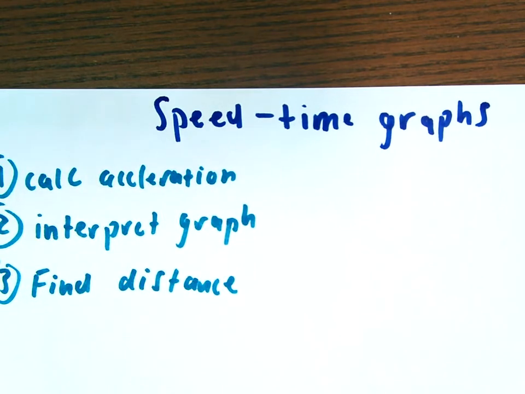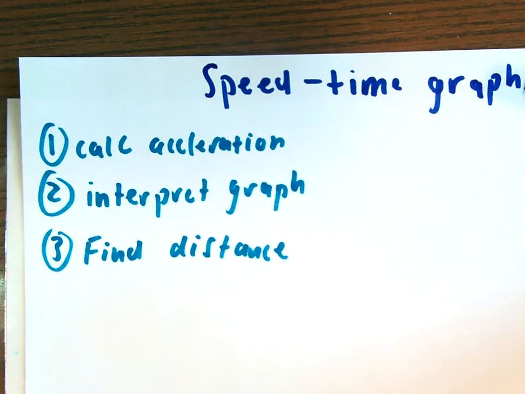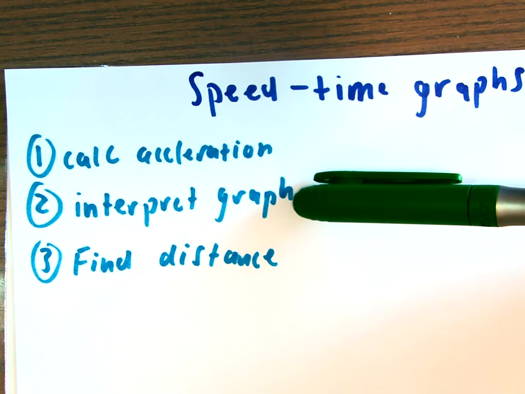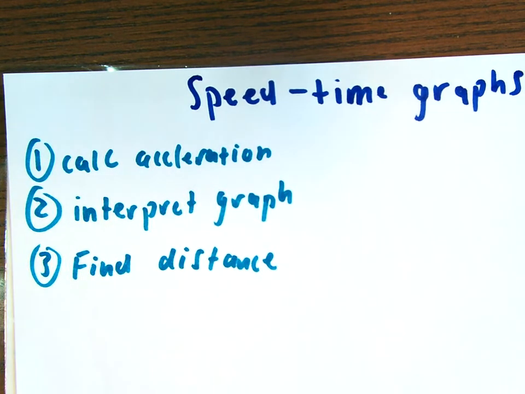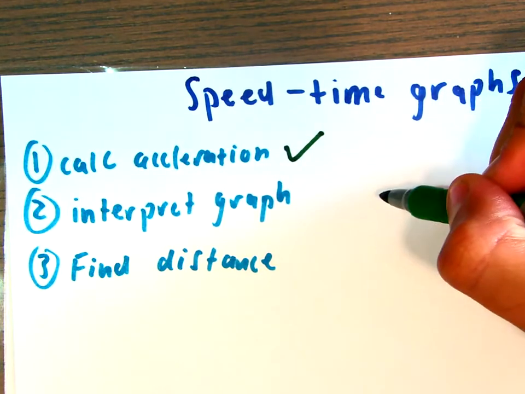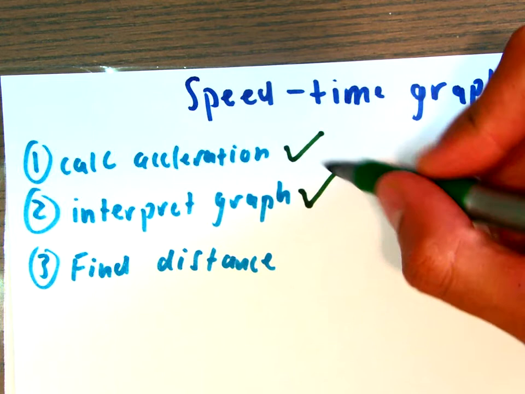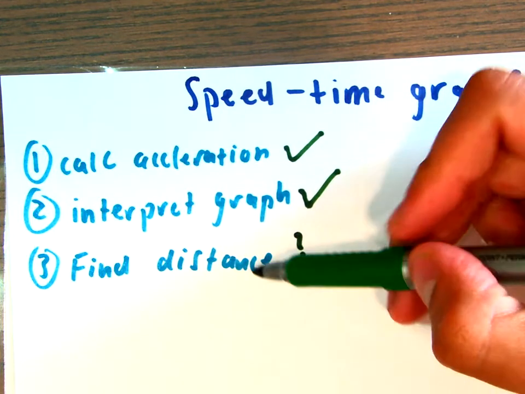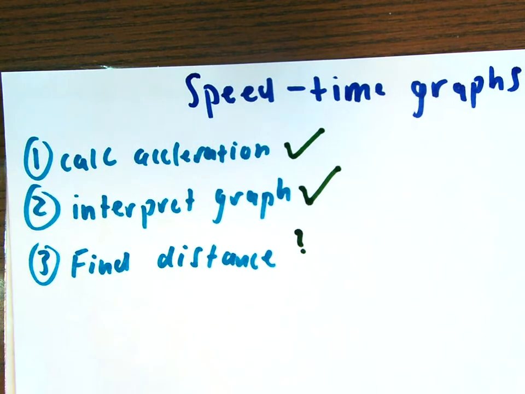We have to be able to do three things today, and you don't have to write this down, but these are the three things we have to do. We have to be able to calculate acceleration, interpret speed time graphs, and last of all, we have to be able to find or calculate distance. Okay, again, you don't have to write this down. This is going to be relatively easy. It's very similar to what we've done before. Same thing here, pretty easy. However, this is going to be a little bit challenging because we have not done this before. So let's go on to number one.